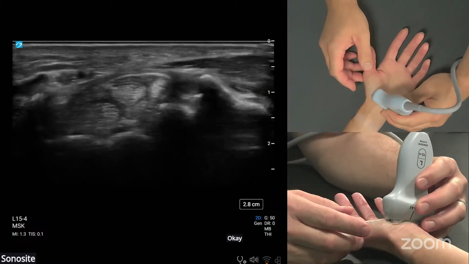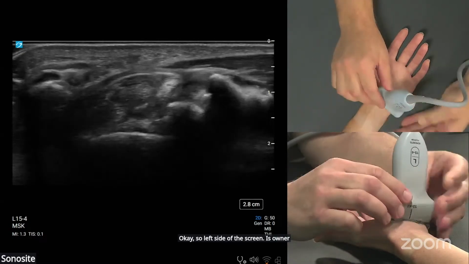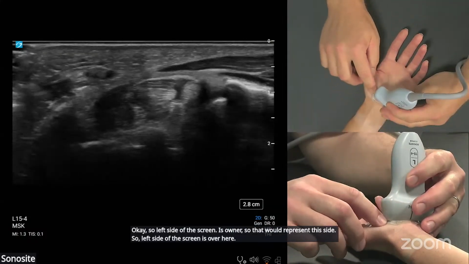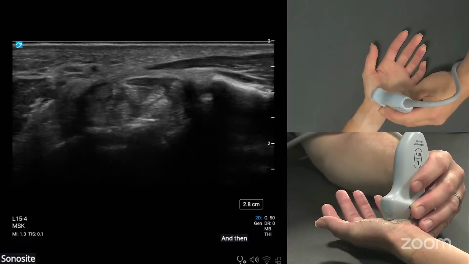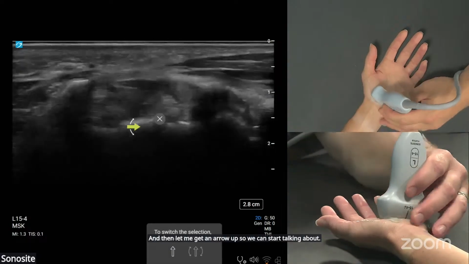Okay, so the left side of the screen is ulnar. That would represent this side, so the left side of the screen is over here. The right side of the screen is the thumb side. You can see these things move a little bit. And then we get an arrow up so we can start talking about all the landmarks.